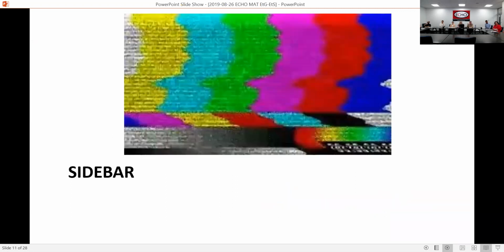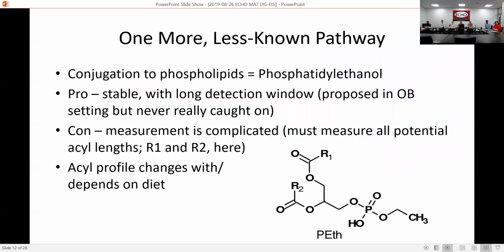All right, so the sidebar, I wanted to take 1 minute and talk about another metabolite that is possible. And the reason I wanted to talk about it was because it's come up. And so I thought I'd use this forum to kind of clarify it. So next slide. Thank you. So there's one more pathway, and it's something that people have heard about. A couple of people have ordered tests for it, and I just want to put it in the presentation and make sure folks are aware.